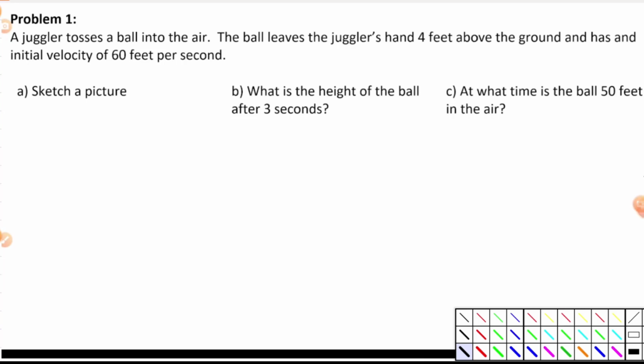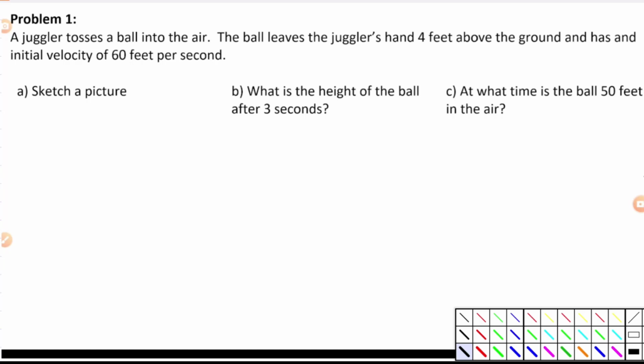Let's try problem number one. Problem number one, a juggler tosses a ball into the air. The ball leaves the juggler's hand 4 feet above the ground and has an initial velocity of 60 feet per second. All right, perfect. So this is about a juggler just throwing a ball in the air.